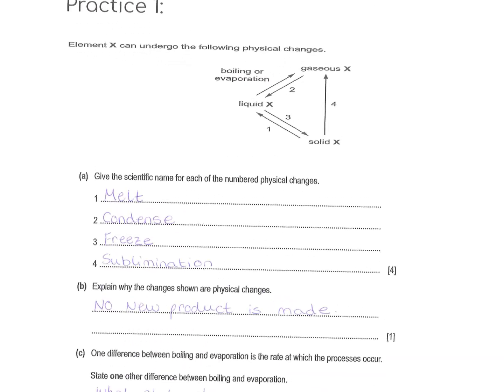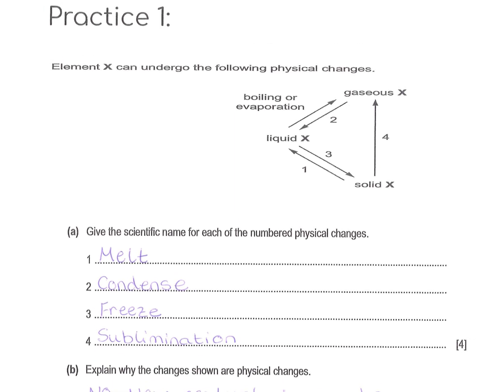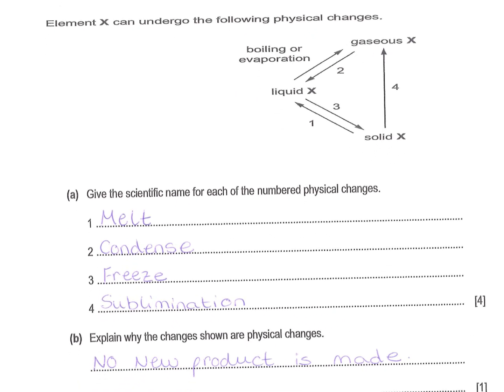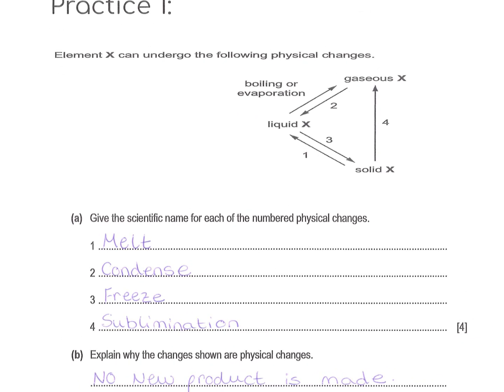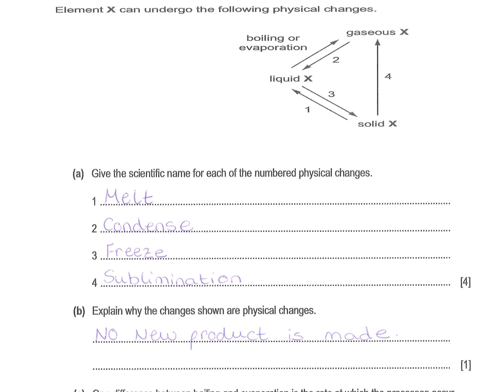So, the first part of this topic was kind of focusing on boiling and melting points. So give a specific name for the changes numbered. So number 1 is when something melts. Number 2 is when something condenses. Number 3 is freeze. And then number 4, something quite different that sometimes comes up, is called sublimation.